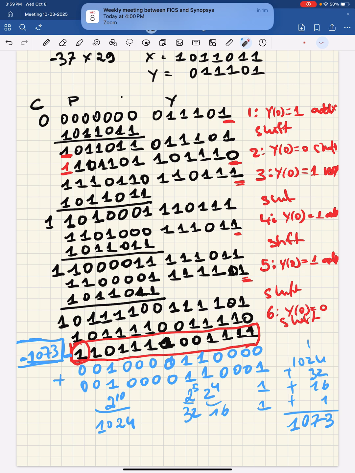So with this, we know how to do a multiplication of two numbers, our multiplicand being a negative number represented in 2's complement.